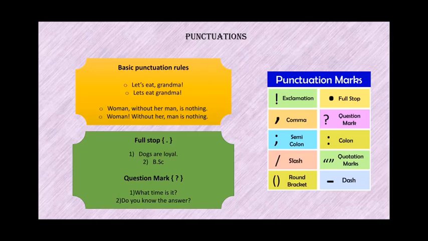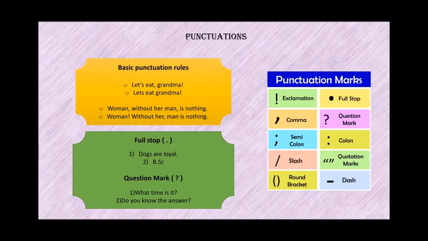The first one is the full stop, which you all have been using since you started learning English. It is used at the end of a sentence. It shows a longer pause and it also ends a certain sentence. For example, dogs are loyal. So after every sentence, you add a full stop. Second, it is also used in an abbreviation like B.Sc., which is a course, M.B.A. You use full stops in certain abbreviations as well.